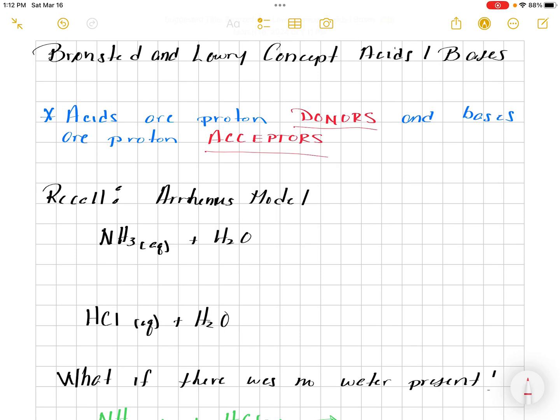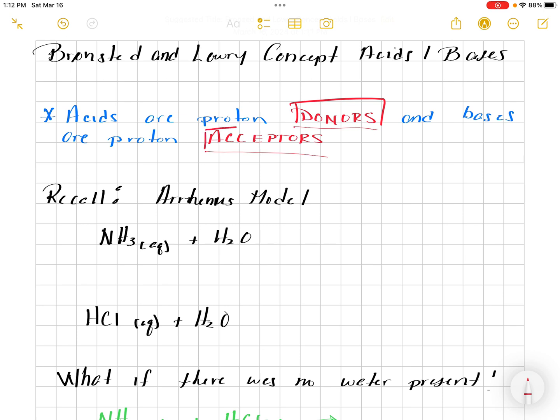Okay, so what we're going to do is talk about the Brønsted and Lowry concept of acids and bases. Acids in the Brønsted and Lowry model are what's considered proton donors. Bases are what's considered proton acceptors.